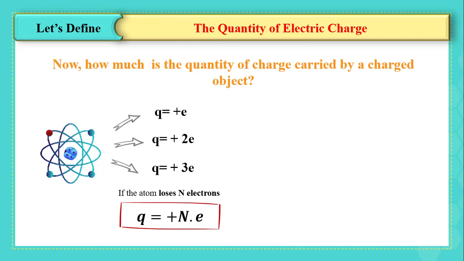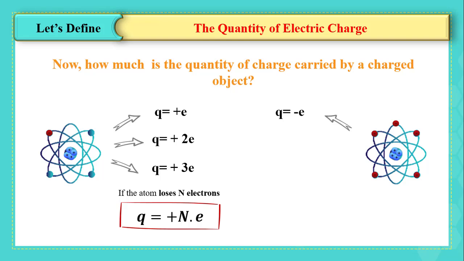Now, if an atom gains 1 electron, its charge Q equal minus e. If an atom gains 2 electrons, its charge Q equal minus 2e. We mean by Q equal minus 2e, Q equal minus 2 multiplied by e. And if an atom finally gains 3 electrons, its charge will be Q equal minus 3e.